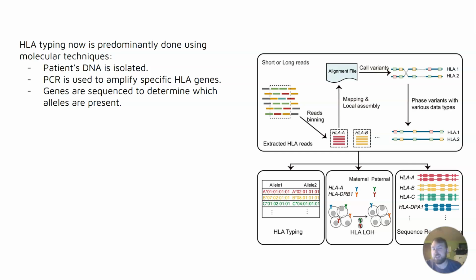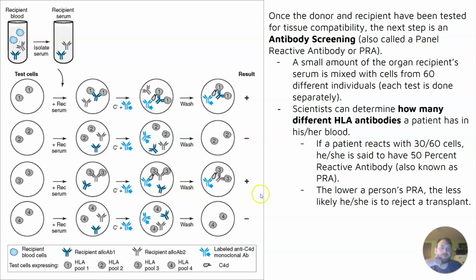We isolate the patient's DNA, we PCR the sites that are specific to HLA genes, and we sequence the genes to identify the HLA compounds. It's expensive, but hey, if you need an organ, you kind of will take whatever you can get and pay the price for the HLA typing.